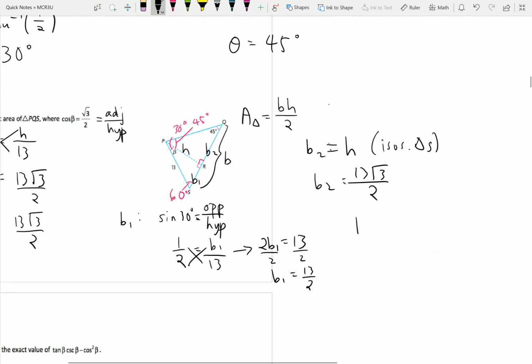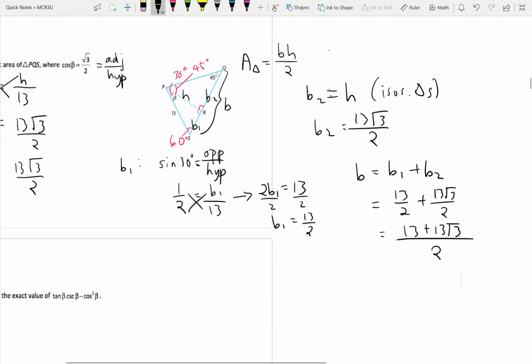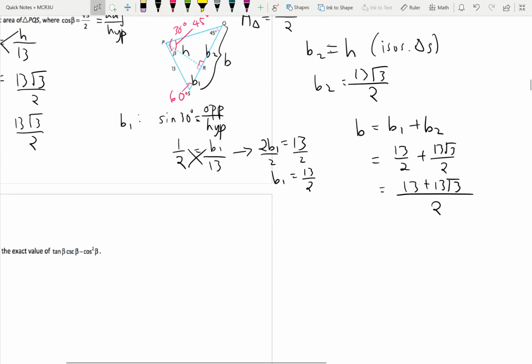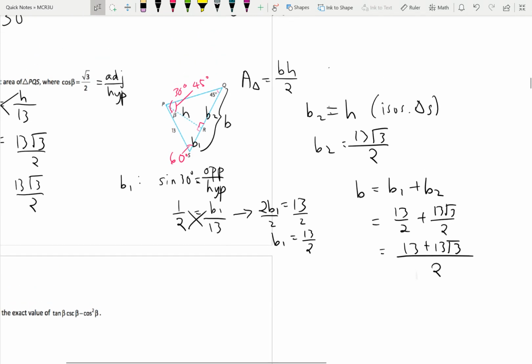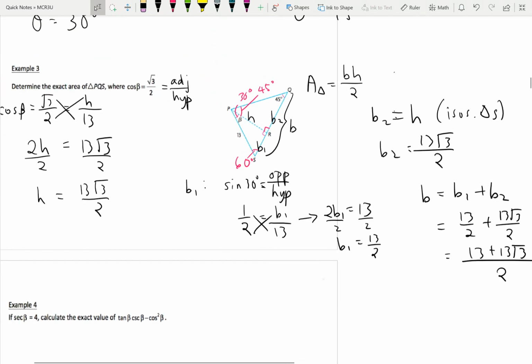So to get B in length, I'm going to add them together. I'm going to combine them. So that means 13 over 2 plus 13 root 3 over 2 will give me, because they have a common denominator, that is wonderful, 13 plus 13 root 3 over 2. Okay, so I have the base, I have a height, I have the base, which is right here.